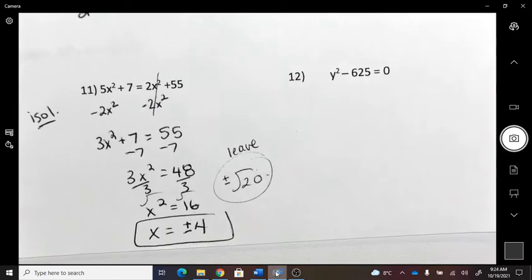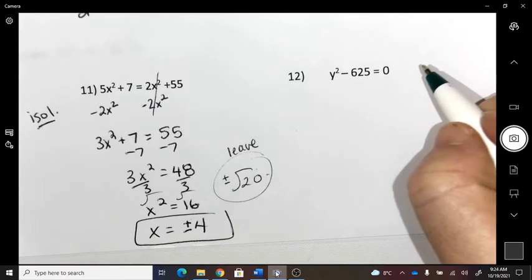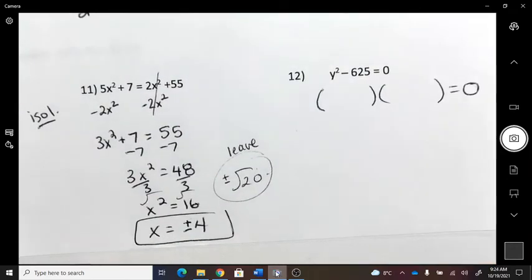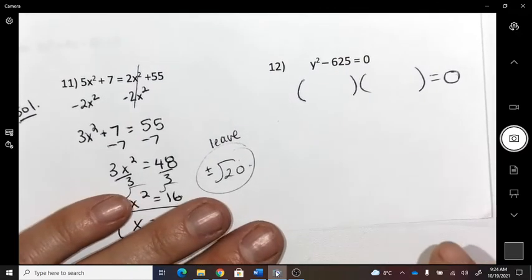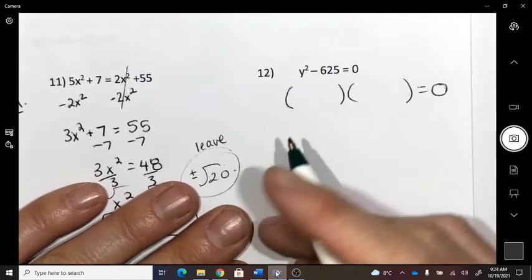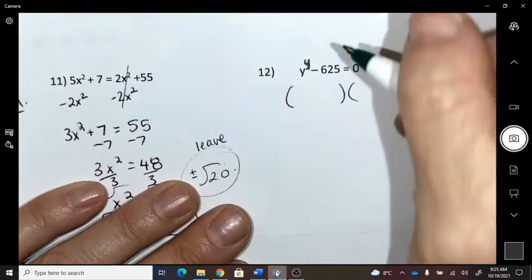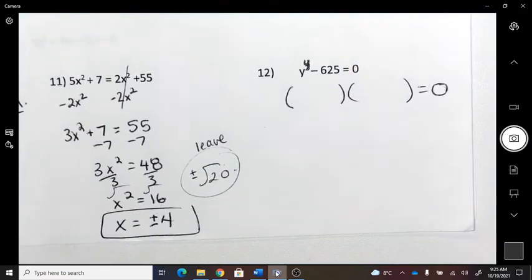What do you think? Can we do a difference of squares? Are we okay with that? You know what? I think I wanted something else in here. I'm going to do that. I'm going to change it to a 4th degree. Changing the question on you. Okay, so that is my question. What are you going to do?